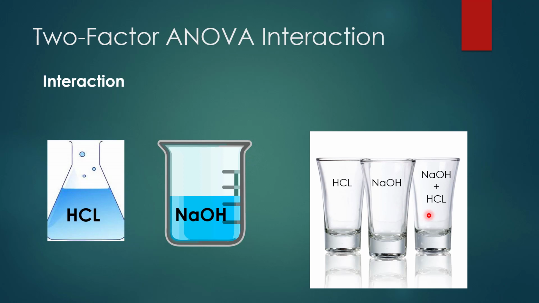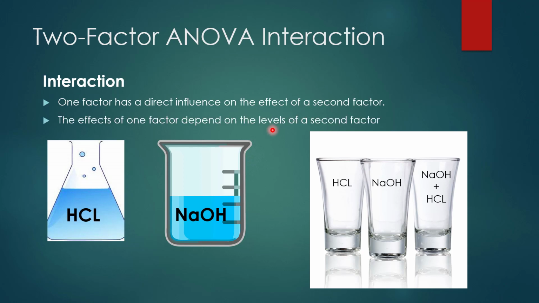So the interactions are different than what would be predicted by simply adding together the individual main effects. So for an interaction, the effects are not additive. The effects of one depend on the effect of another. Again, one factor has a direct influence on the effect of the second. The effects of one factor depend on the levels of a second factor.